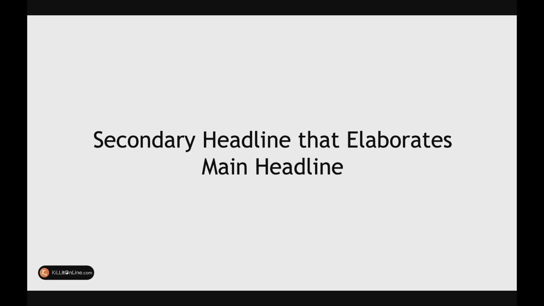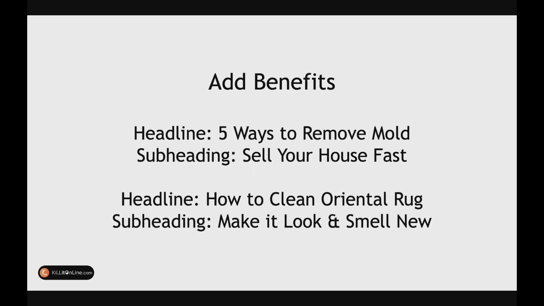So there are different ways you can use subheadings. One of them is you can use a subheading that elaborates the main headline. For example, if your main headline is 5 ways to remove mold, then the subheading can be related to it, like "helps you sell your house fast," right? So this is not a complete headline or a subheading, but this is to give you an idea that if your headline is one thing, then the subheading can mention the benefit of your headline.